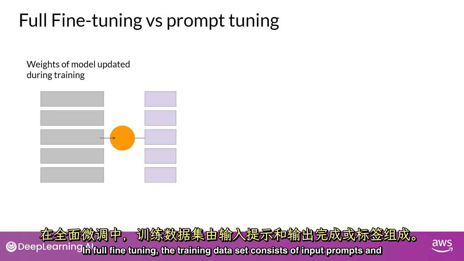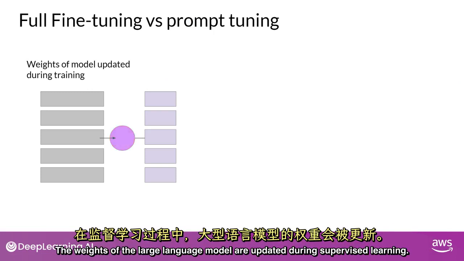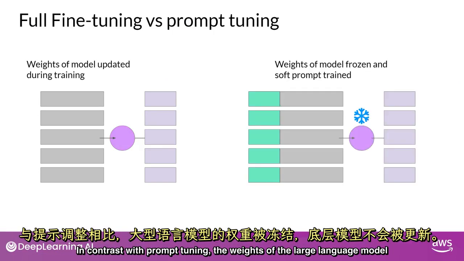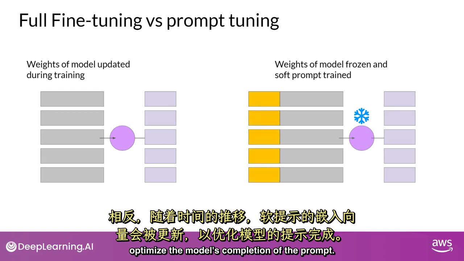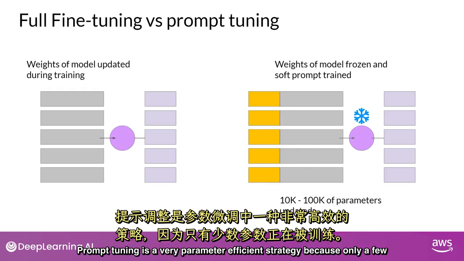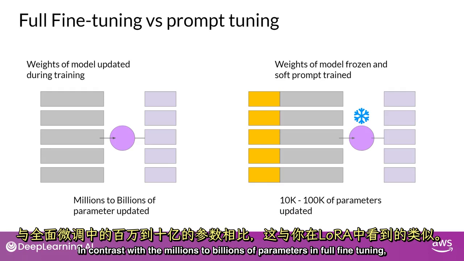In full fine-tuning, the training data set consists of input prompts and output completions or labels. The weights of the large language model are updated during supervised learning. In contrast with prompt tuning, the weights of the large language model are frozen, and the underlying model does not get updated. Instead, the embedding vectors of the soft prompt get updated over time to optimize the model's completion of the prompt. Prompt tuning is a very parameter-efficient strategy because only a few parameters are being trained, in contrast with the millions to billions of parameters in full fine-tuning.